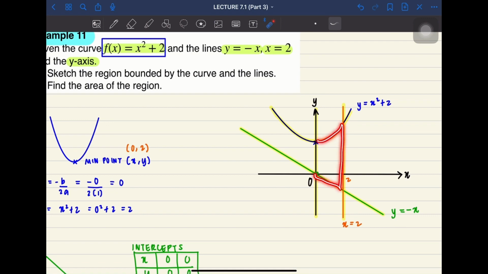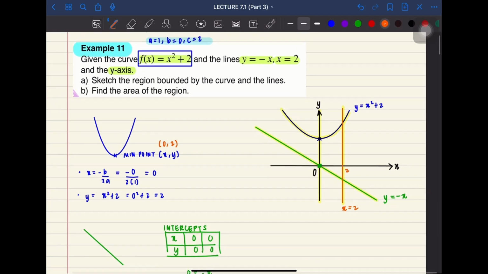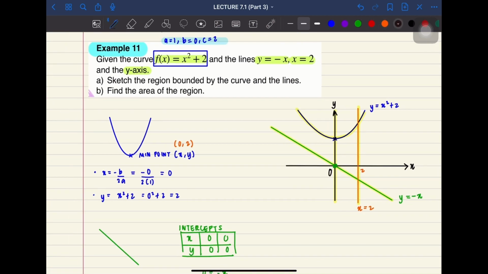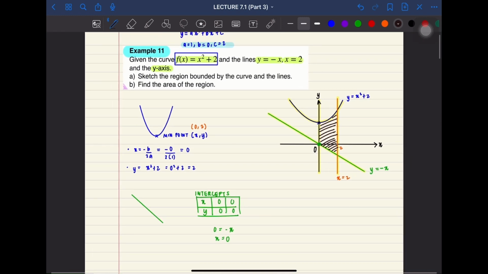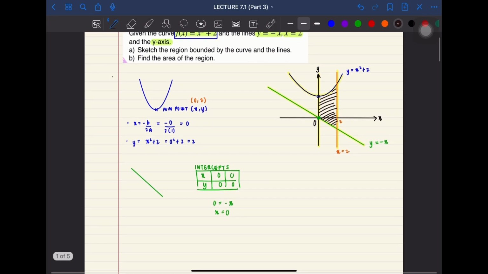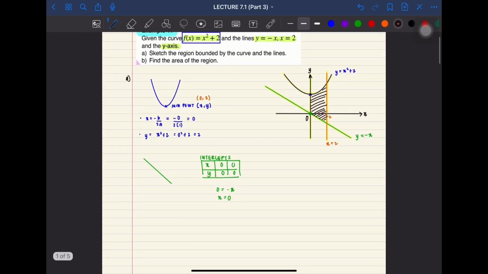Okay, which is here, here, here. So this is the area. Tu kawasan yang kita nak. Okay, so saya akan highlightkan kawasan tu. Saya akan lorekkan. So this is the area yang kita nak. Okay. Done. So first part of the question done. Kita dah berjaya sketch.